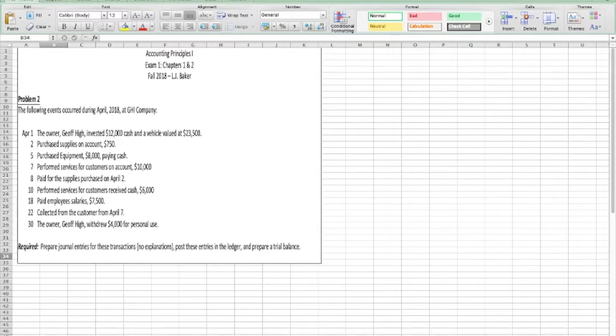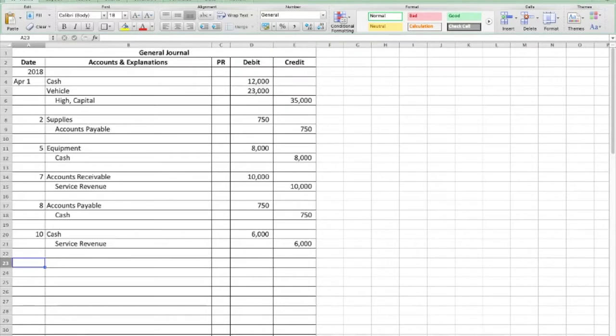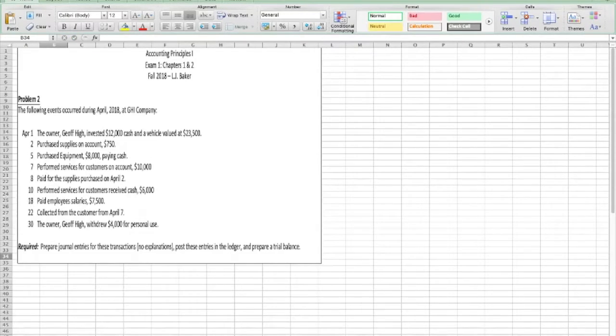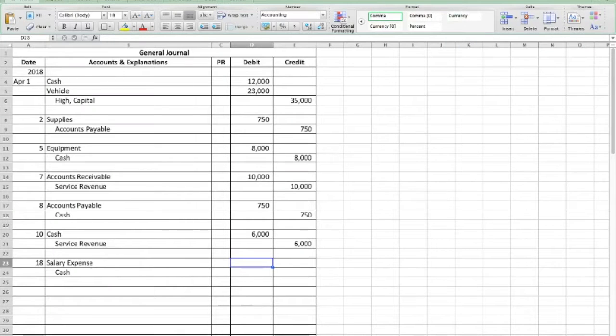On the 18th, it says we paid employee salaries of $7,500. If we paid those employees, I know cash is affected. Cash is going down, and I make cash go down with a credit, which has to be recorded second. Cash is going down because I'm paying for a salary expense. So it's a debit to salary expense and a credit to cash. And again, the amount was $7,500.